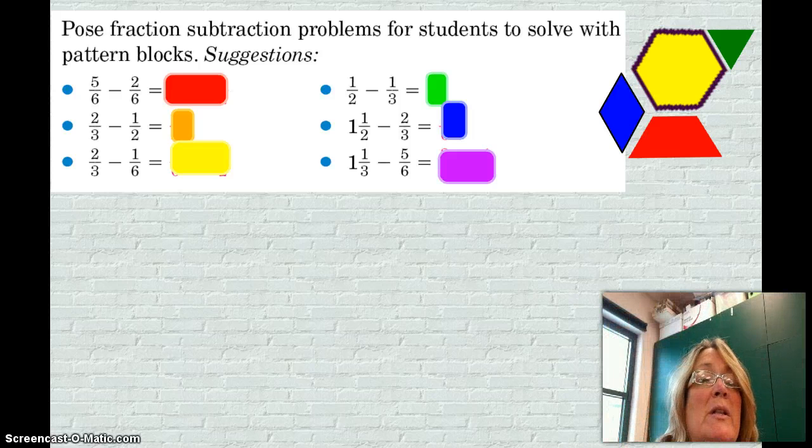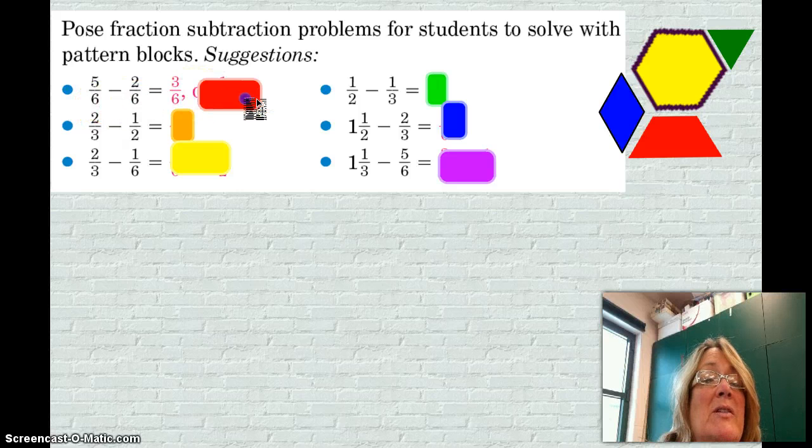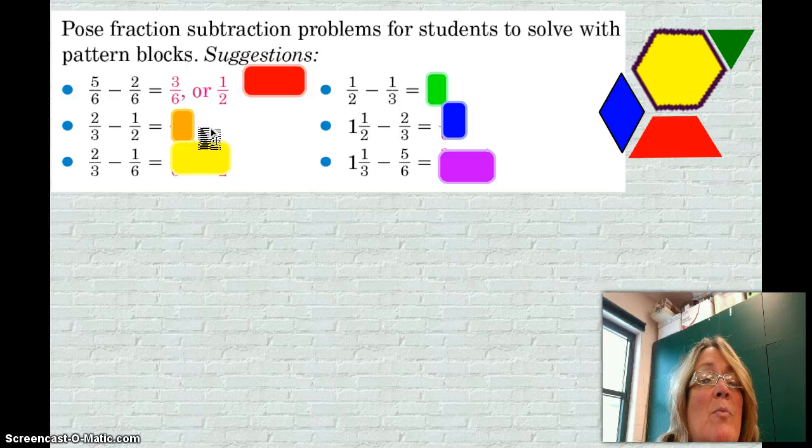So let's try these real quickly together. 5/6 minus 2/6 equals what? Again, we subtract the numerators. 5 minus 2 is 3. Denominator stays the same. 6 is 3/6, or again a half. 2/3 minus a half, use your pattern blocks to figure this out. You should know that 2/3 is going to equal 4/6, and 1/2 is going to equal 3/6. So 4/6 minus 3/6 is going to give me 1/6. Again, 2/3 is going to equal 4/6. So 4/6 minus 1/6 is 3/6, or a half.